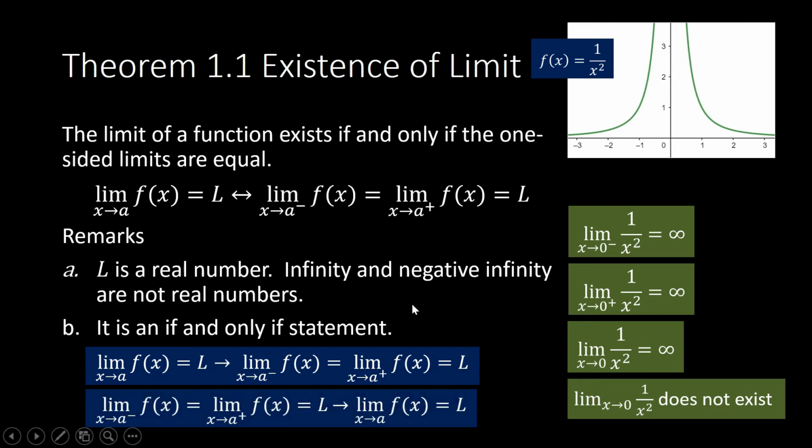And the second part of this is, if we know that the one-sided limits of our function are equal to the same real number L, then the limit of your function as x approaches a exists and it is equal to L.